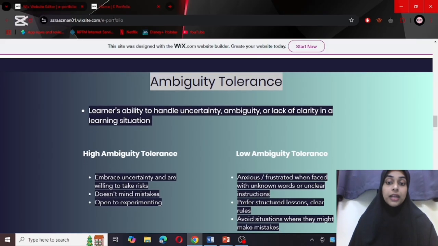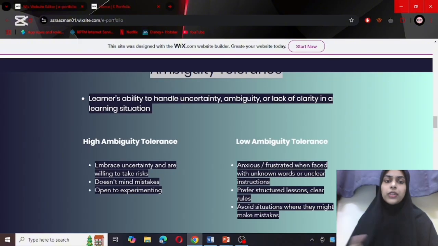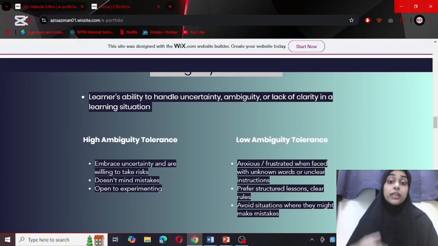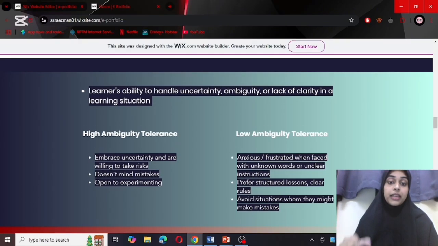So let's start with the high ambiguity tolerance. They actually embrace uncertainty. They don't need everything to be perfectly clear before they start working. They are also willing to take risks and try new things, even if they might fail. And they also don't worry too much about making mistakes because they see them as a part of the learning process. So these learners are often open to experimenting and also enjoy figuring things out as they go.